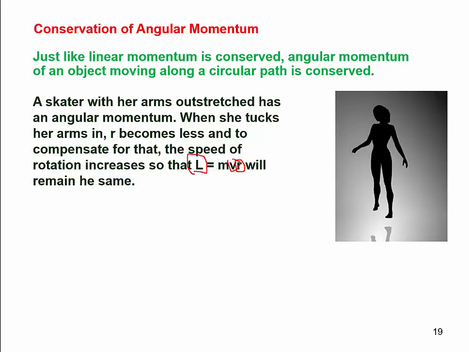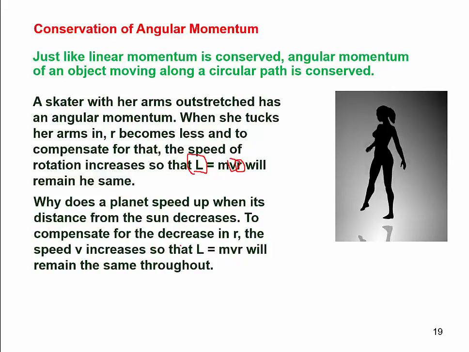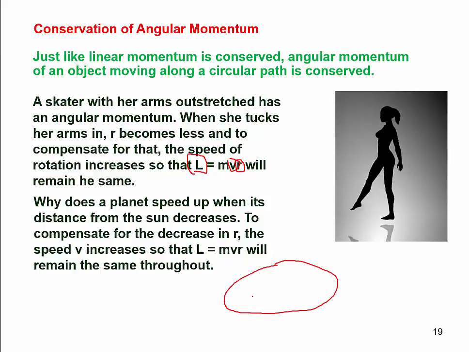She goes faster, so that mvr will remain the same. You see that? Now, you remember in the last lesson we talked about a planet orbiting the sun in an elliptical orbit, and the sun is right here.